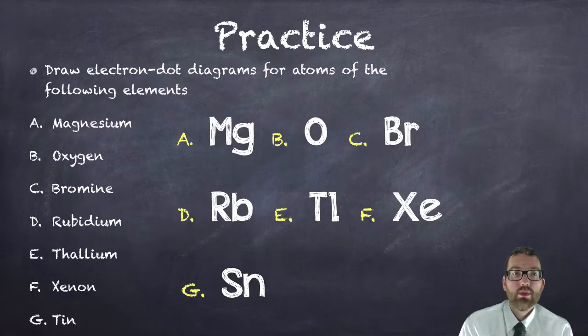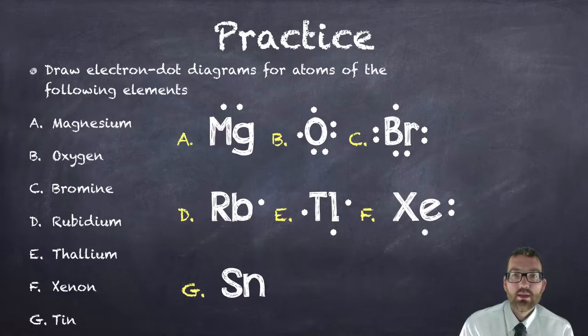Okay, here we go. So magnesium has 1, 2 valence electrons. Oxygen, 1, 2, 3, 4, 5, 6. Bromine has 1, 2, 3, 4, 5, 6, 7. Rubidium has, I believe, just 1. Yes. Thallium has 1, 2, 3. Neon has all 8. So I'm violating my rule I just told you, but they are all filled in, all paired on all 4 sides. And tin has 1, 2, 3, 4.